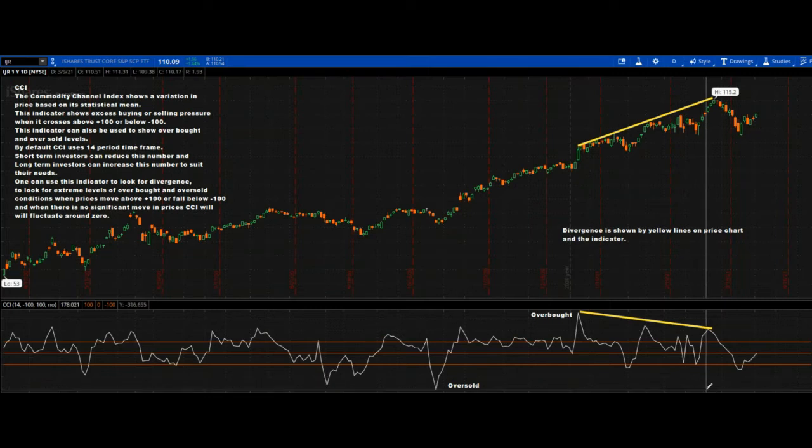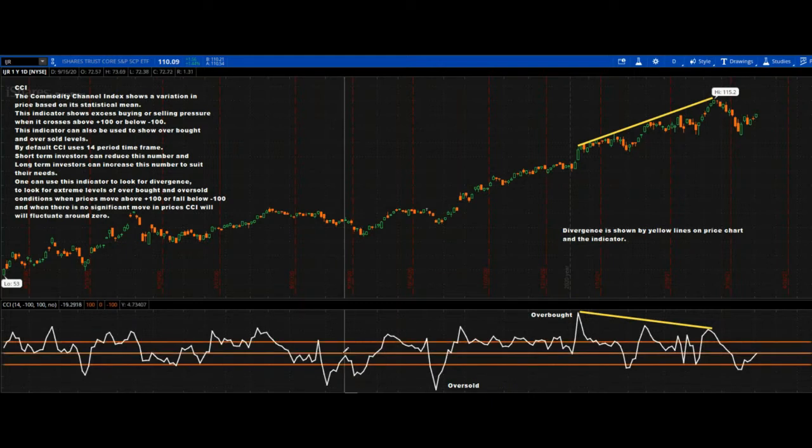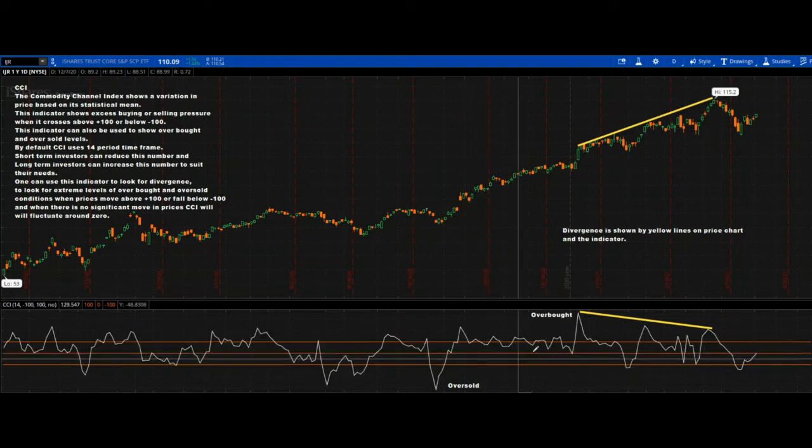And the third way is when there is no significant move in prices, CCI will fluctuate around the zero line right here. It will just fluctuate around here.